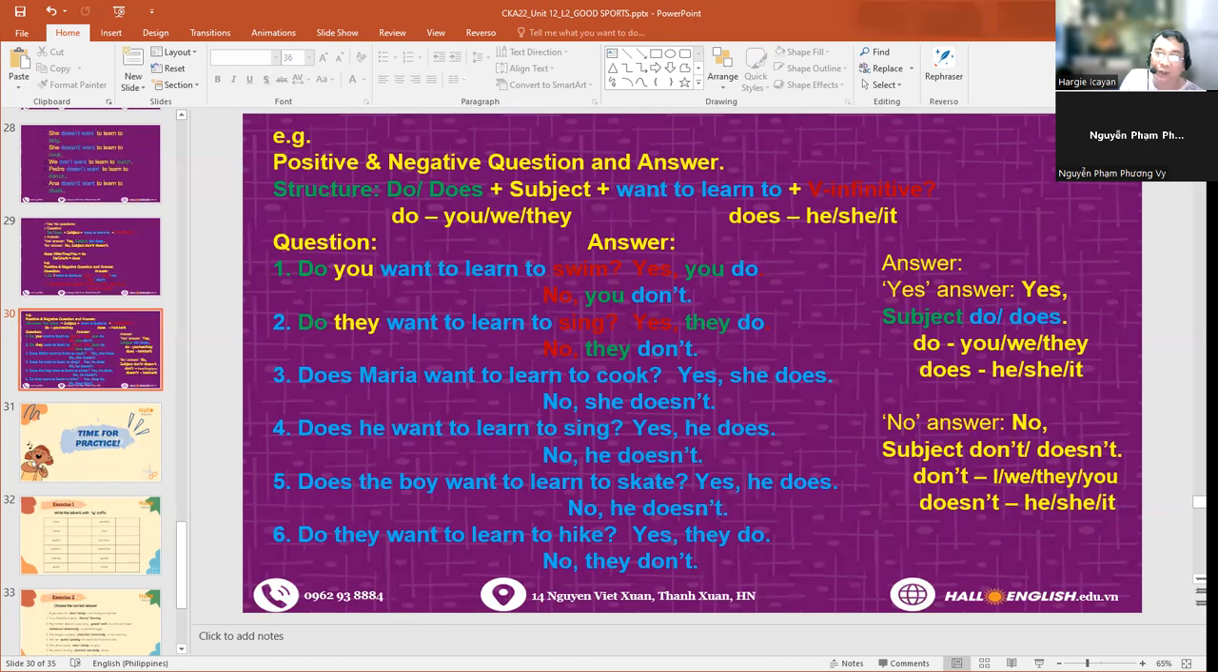So do you want to learn to play? Does she want to learn to play? Do they want to learn to play piano? Okay. So that is it. So erase the S for wants. It's just only want. That is what I mean.